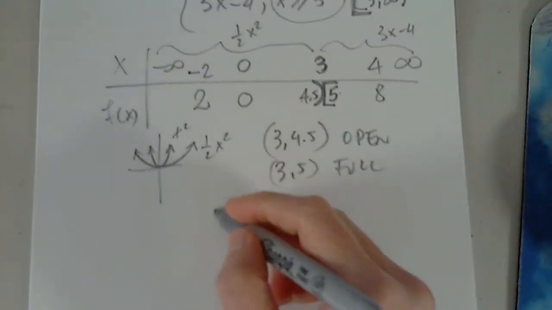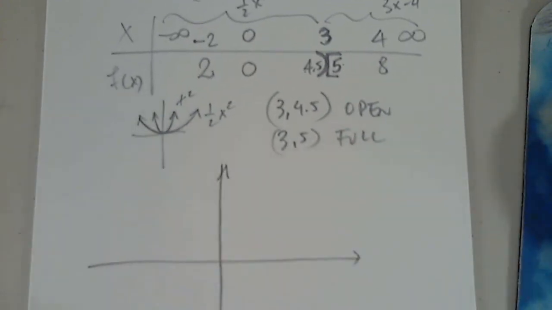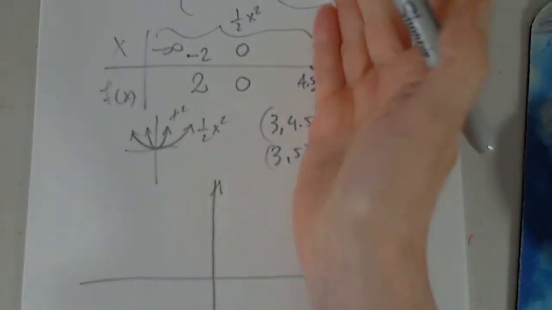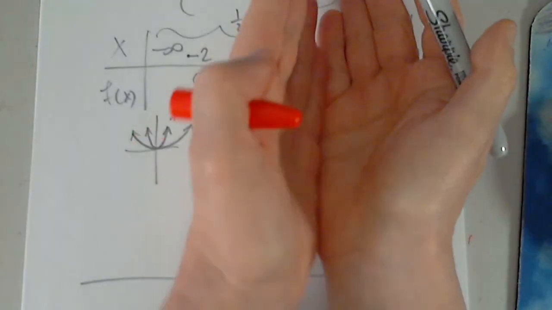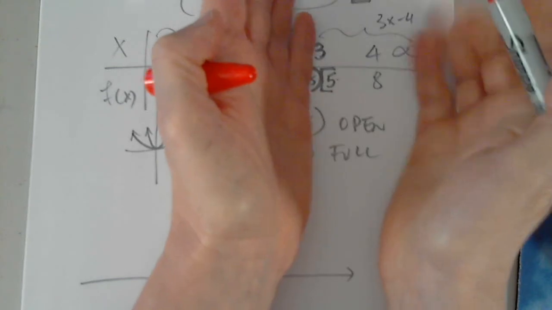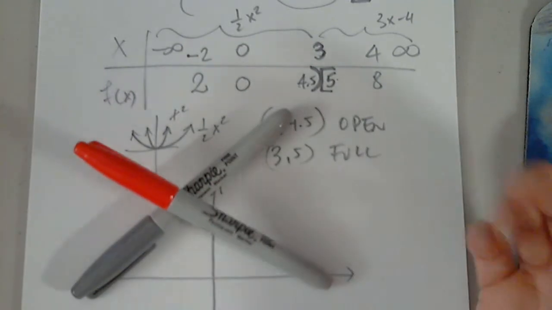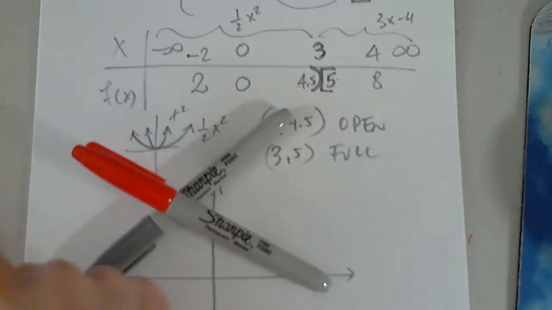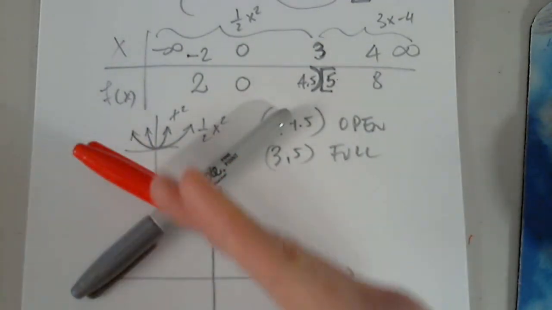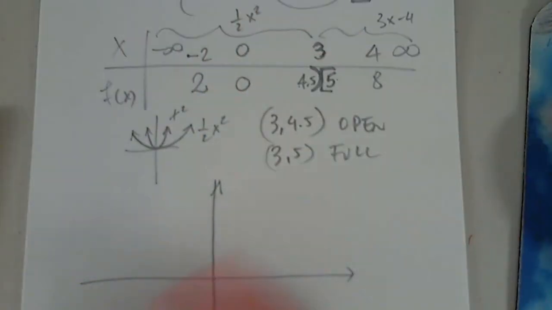I'll graph in 2 colors, so there is absolutely no question that you cannot overlap the graphs. The parabola will be on this side of 3, and the line will be on this side of 3. Someone who does something like this, that's not a function. So if this is the parabola, and then I graph the line or whatever, this is not a function by the vertical line test. The graphs cannot overlap.